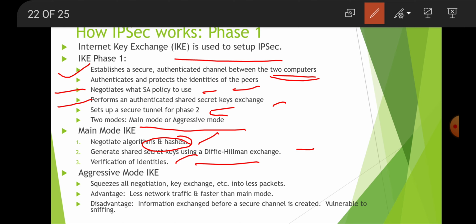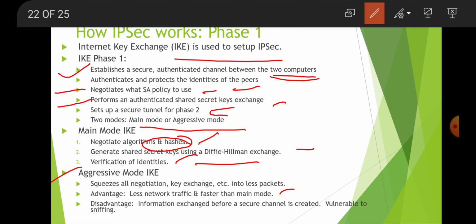Now what happens in aggressive mode of IKE? It squeezes all negotiation, key exchange, etc. into fewer packets. So whatever the keys and everything are squeezed into a small packet. What is the advantage of that? Less network traffic, and it is faster than main mode. If we squeeze the packet into a smaller size, the transmission is fast, and there is less traffic in the network.